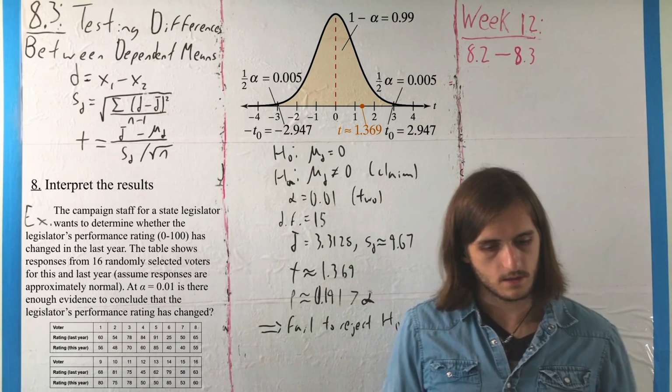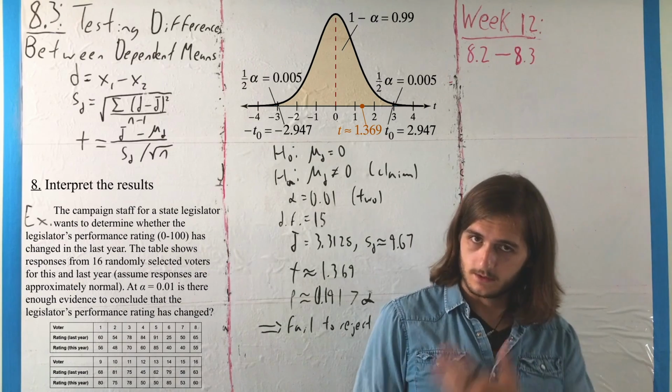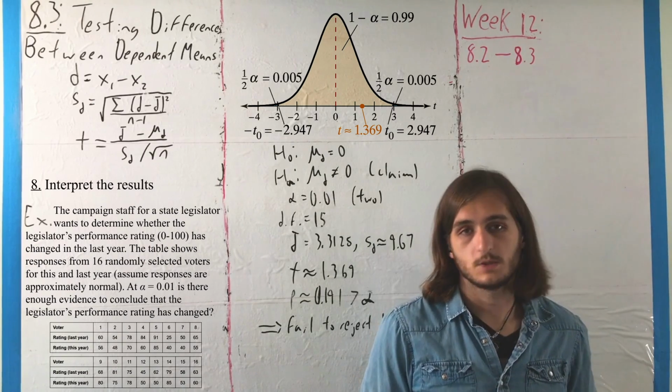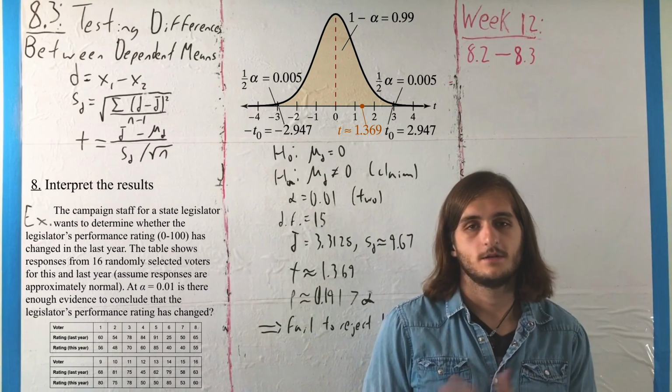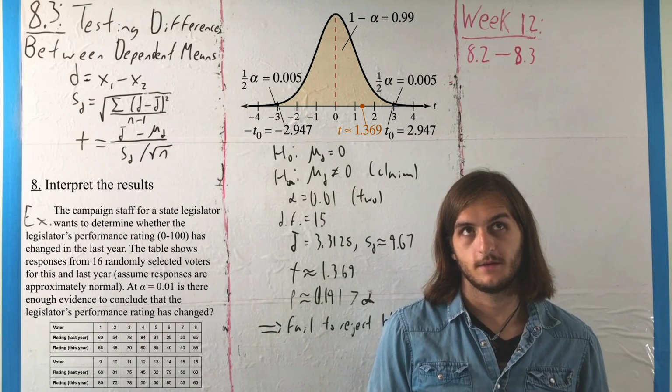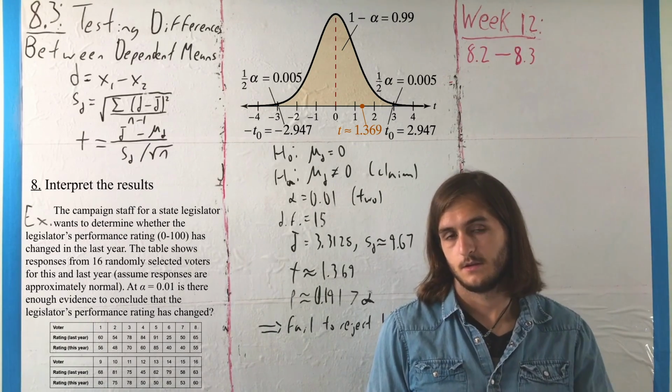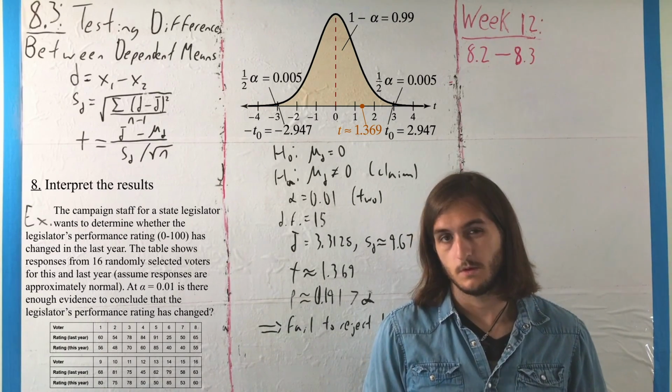But that's all we have for testing with means. Next week we're going to finish off chapter 8, same way we finished off the last couple chapters, seeing what we can do with proportions.